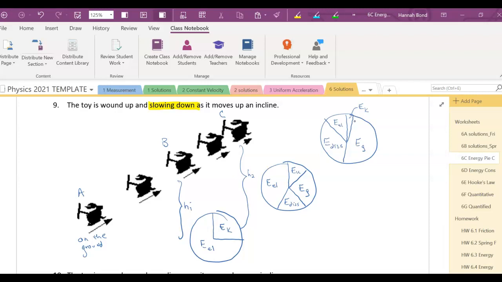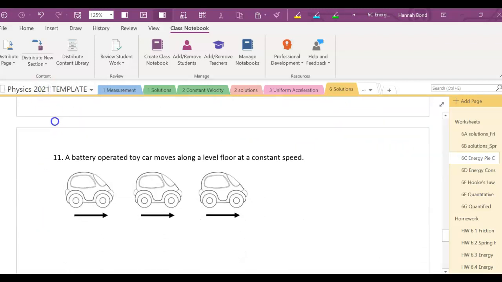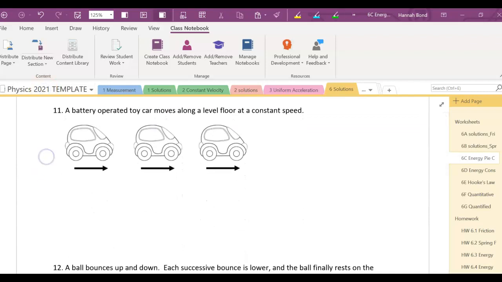The same for dissipated energy. There is none at position A when we first start, but I need to show a little bit at position B, and I need to show a larger amount at position C. And the elastic potential energy should be getting smaller at each successive position. Okay, let's go on to a couple more.